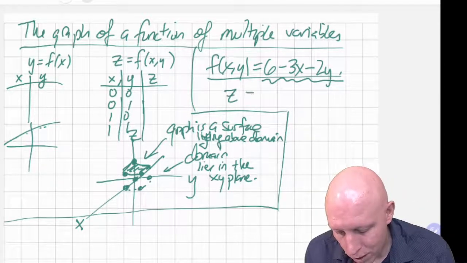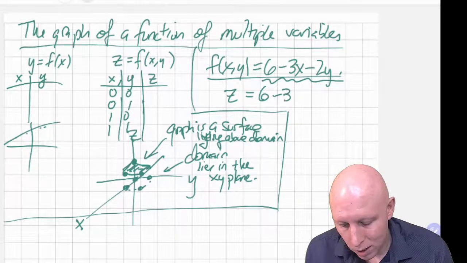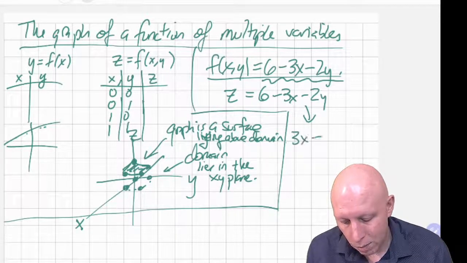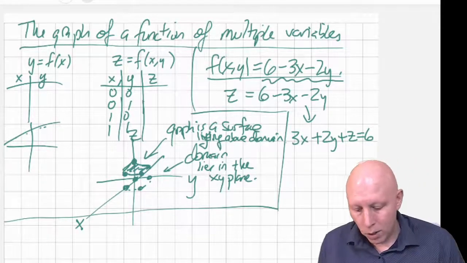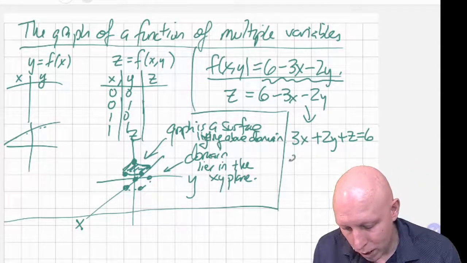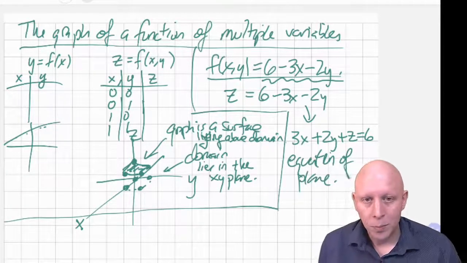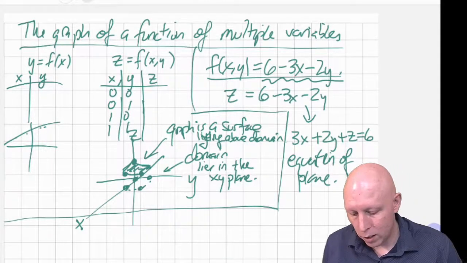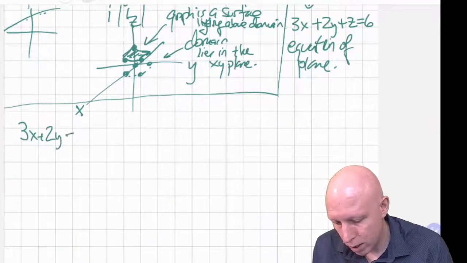And we can see that even better if we write f of xy as z, and we get z is equal to 6 minus 3x minus 2y, or sorry, 3x plus 2y plus z is equal to 6. And so we know this is the equation of a plane. So how are we going to draw it? Let's copy this over here. 3x plus 2y plus z is equal to 6 is a plane.